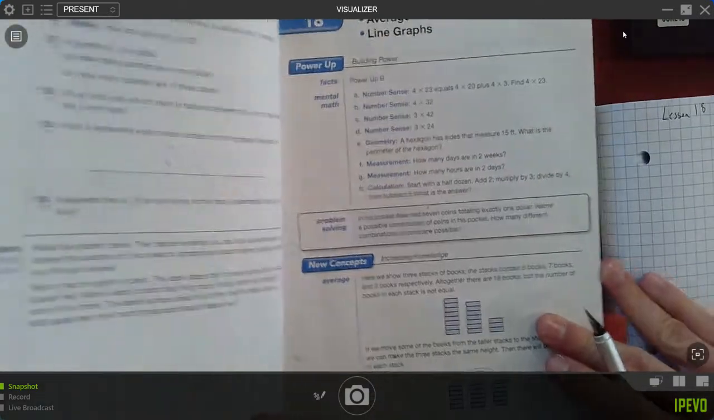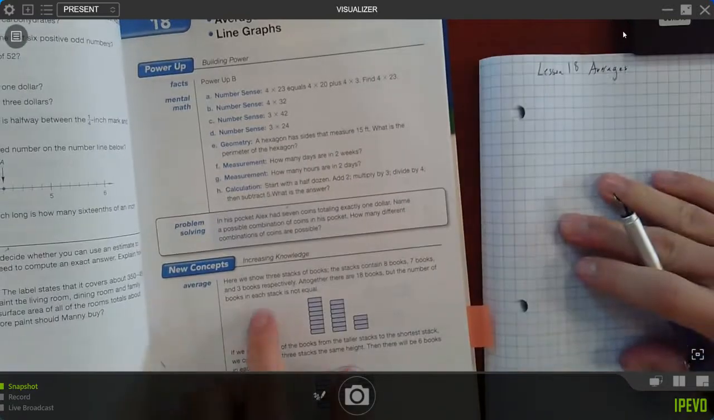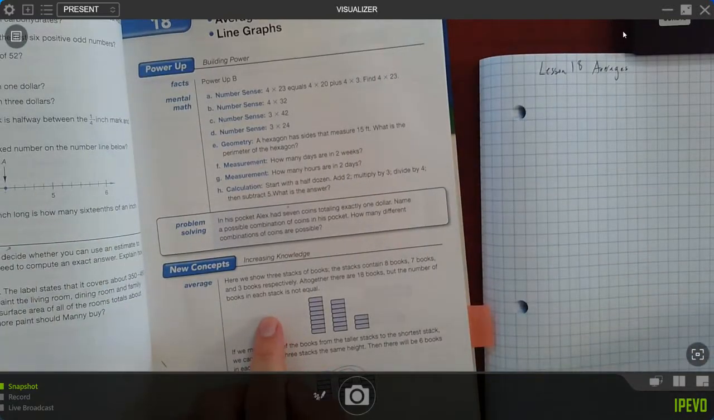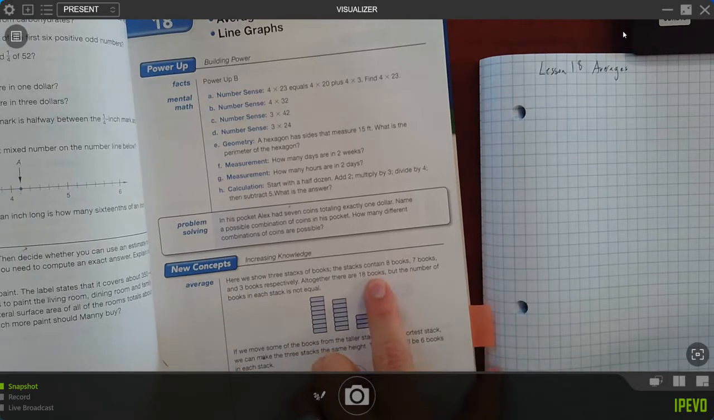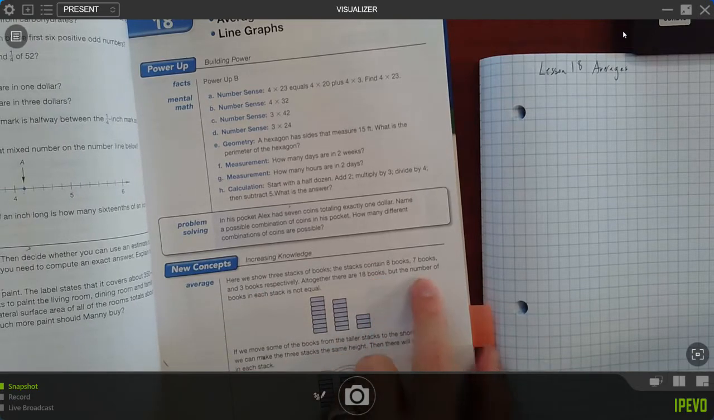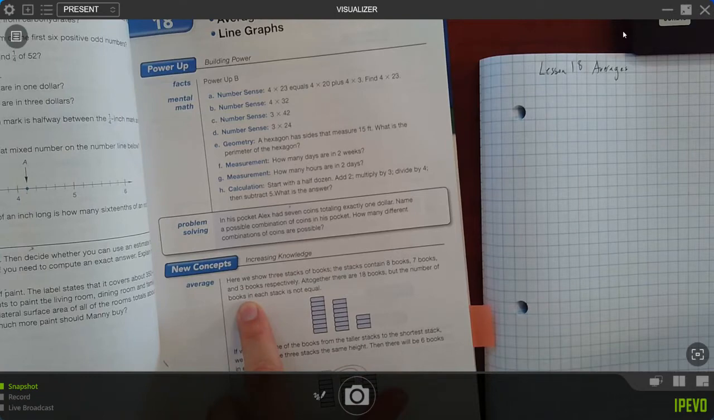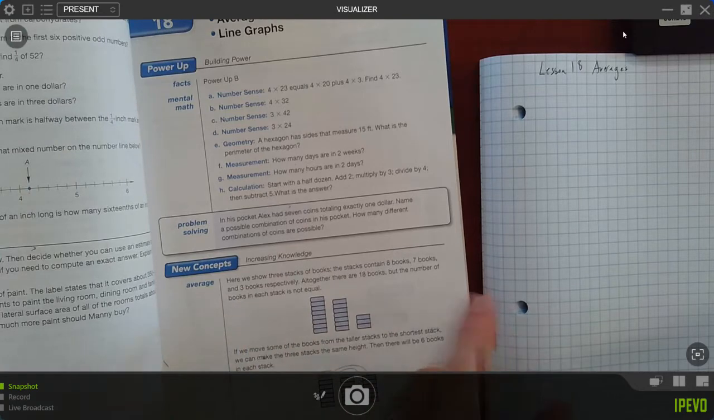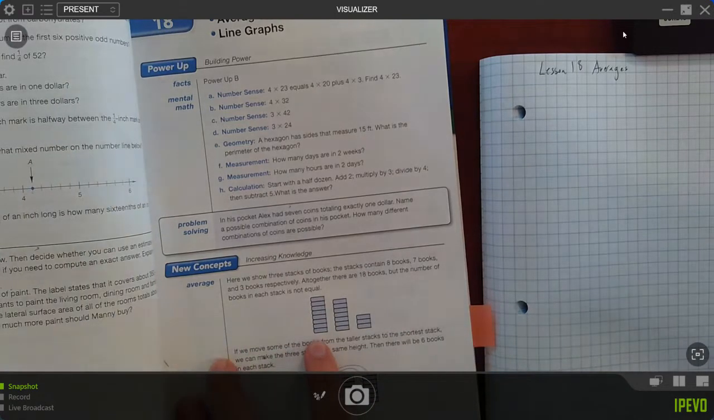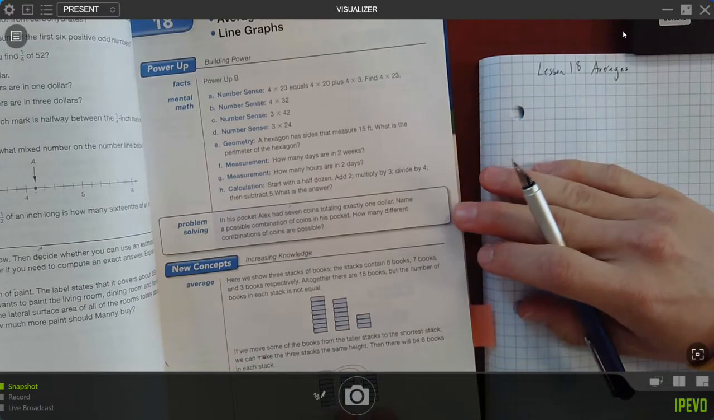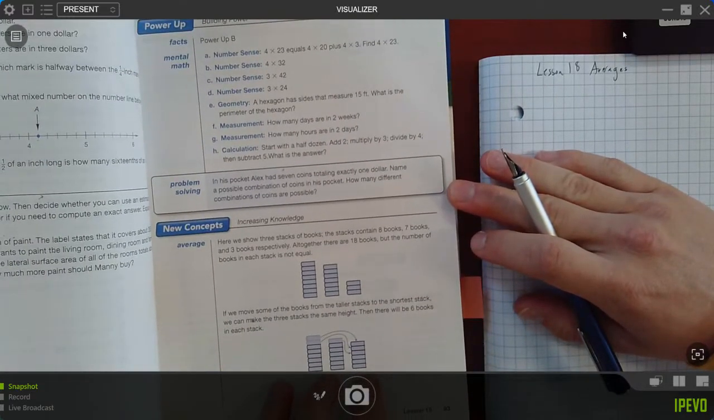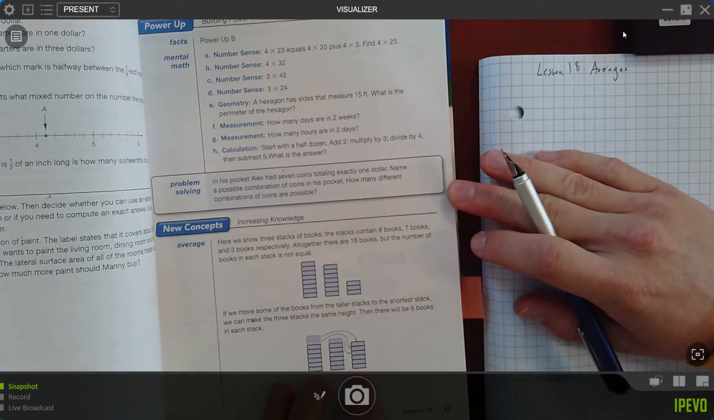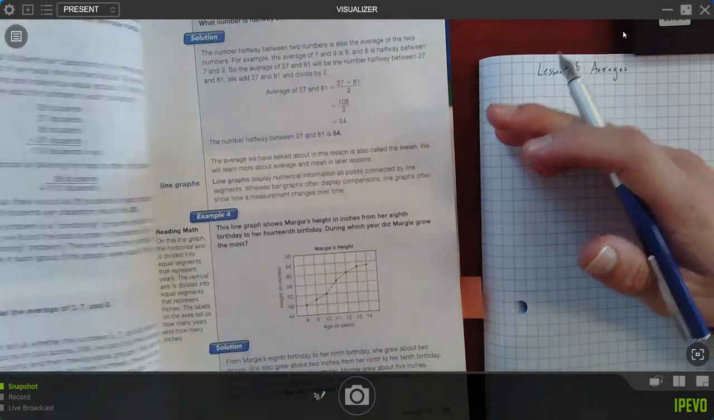And the new concept is here we show 3 stacks of books. Stacks of books contain 8 books, 7 books, and 3 books respectively. Altogether, there's 18 books. What is the number of books in each stack? But the number is not equal. So we're going to see how we can do it to make it equal or as close to equal, right? So move some of the books from tallest to shortest. That gives us 6 books in each stack. We would say the average is 6. Okay.